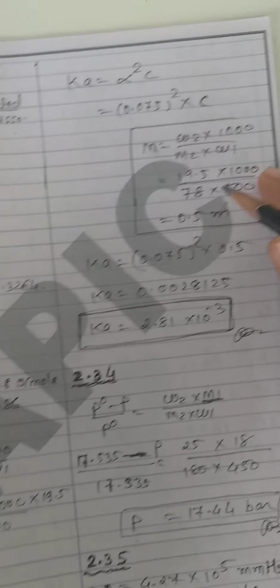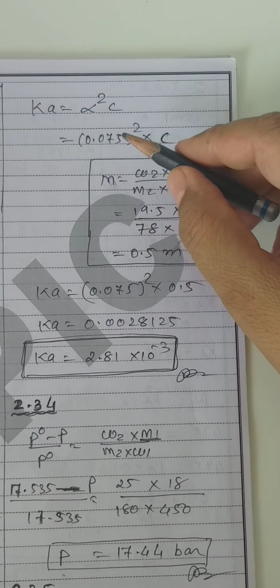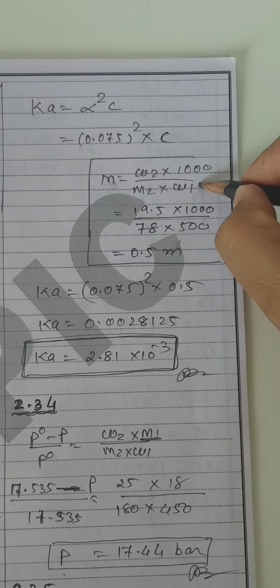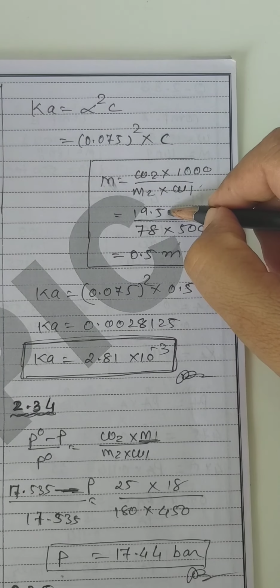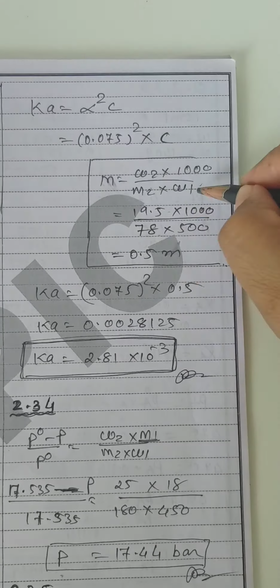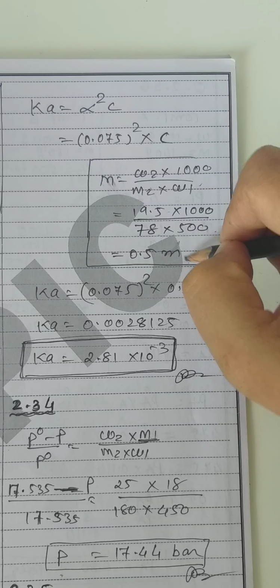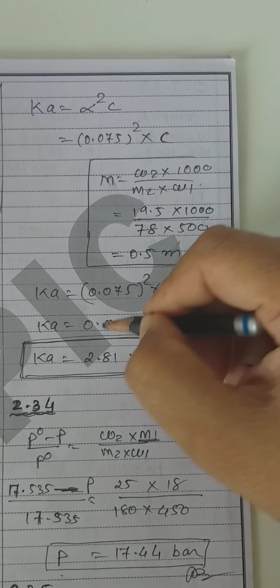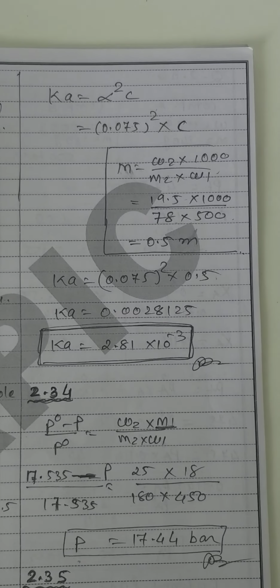Now we got the alpha. Now the formula is Ka is equal to alpha square C. C is again the molarity or concentration. We will find the molarity, W2 into 1000 upon M2 into W1, because weight is given, volume is not given. So 19.5 into 1000 upon M2 and W1, gram of solvent is given, that is 0.5. Just substitute the values. Alpha we got 0.075, substitute here, and 0.5. So after calculation we will get Ka is equal to 2.81 into 10 power minus 3. Very simple question.